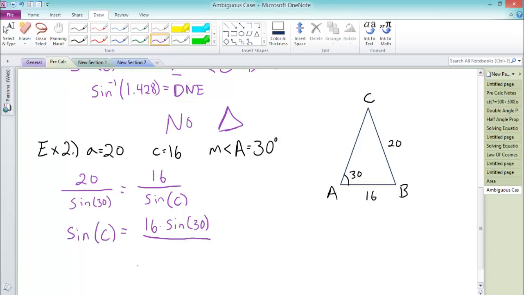So 16 times the sine of 30 all over 20, which when we type that into our calculator or do it in our head, we get 0.4.